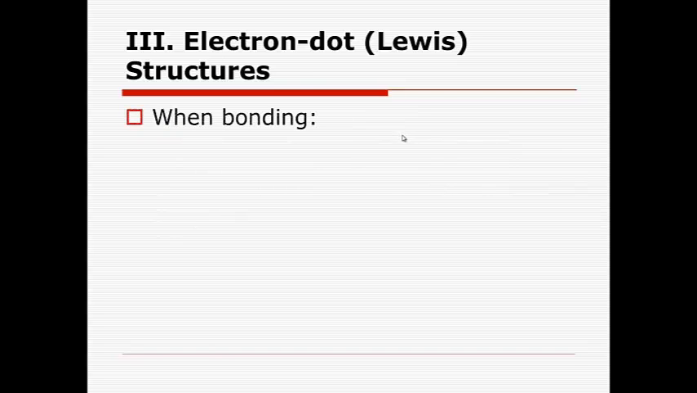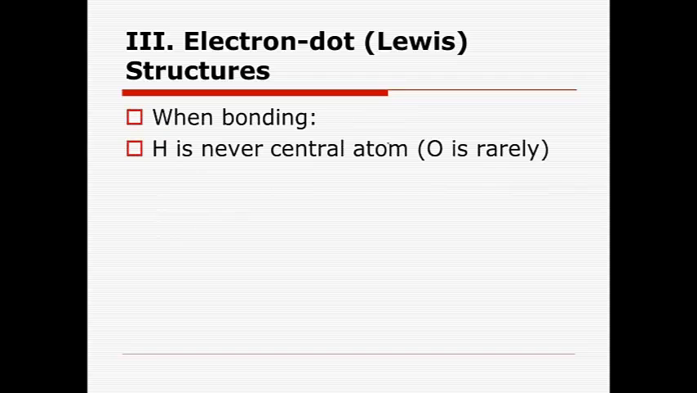Now, when bonding, H is never a central atom. Oxygen is rarely going to be the central atom. In other words, if you wanted to figure out the structure of H2O, it cannot be H bonded to an H bonded to an O. Hydrogen has only 1 valence electron. This can only make 1 bond, so there's no way it can bond there and also bond there at the same time. Oxygen is usually not going to be in the middle, but in this case, that's the only way it can be. So H has to be surrounding an O, and then H on the other side.